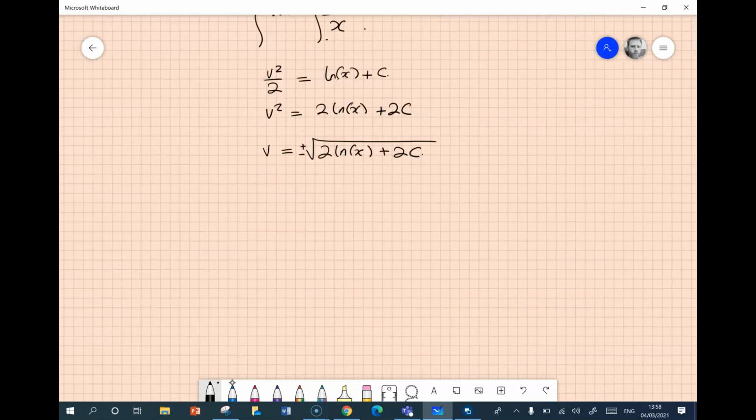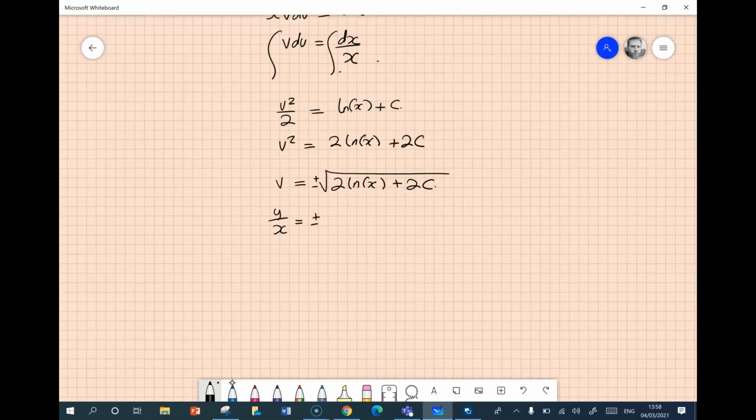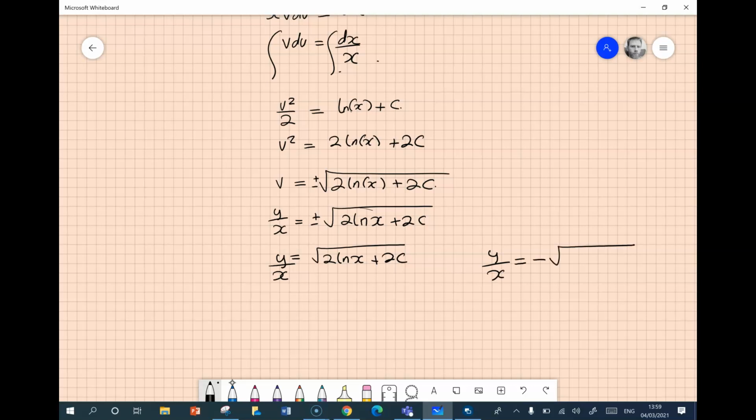So what was v? v is y over x. So y over x is equal to plus or minus the square root of 2 times the natural log of x plus 2c. If you wish, you can bring this 2 up here if it makes it easier to write. You can have the natural log of x squared. That's fine, but you don't have to. So y over x is equal to the square root of 2 times the natural log of x plus 2c. But of course, y over x is also equal to the negative of the square root of 2 times the natural log of x plus c. The last thing I'll do is bring my x over to multiply. So y equals x times the square root of 2 times the natural log of x plus 2c, and the same on the other side, minus x times the square root of 2 times the natural log of x plus c.